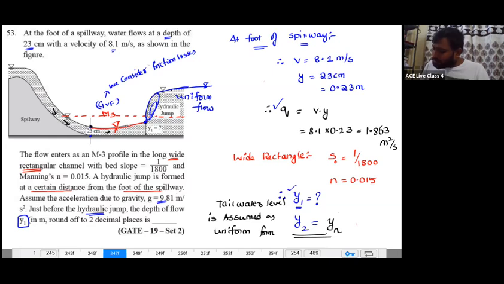Remember, they should be alternate depths. Please keep that in your mind. Alternate depths means one should be subcritical, the other should be supercritical. Are you saying those are going to be sub and super? No. There is no range for the answer. They are asking rounded to 2 decimals. Directly, you have to find out the answer.